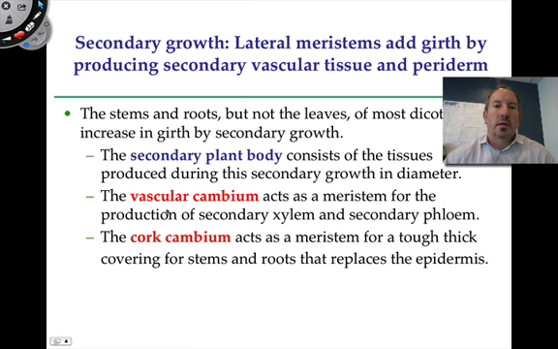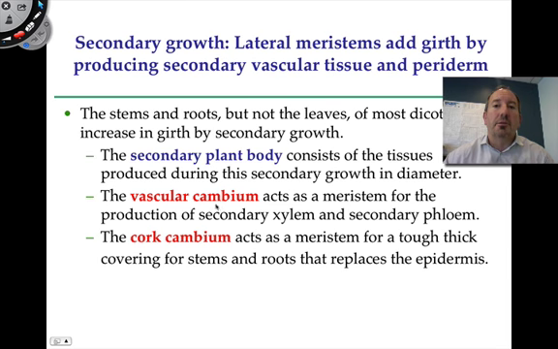So secondary growth is all about lateral meristems. Lateral meristems, remember, are the two meristems found in plants as opposed to the primary meristems, which are apical, on the top of the shoot and on the bottom of the root. These ones produce vascular tissue and also periderm. So there's a vascular cambium and a cork cambium.